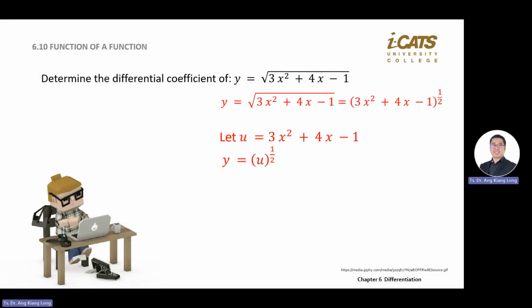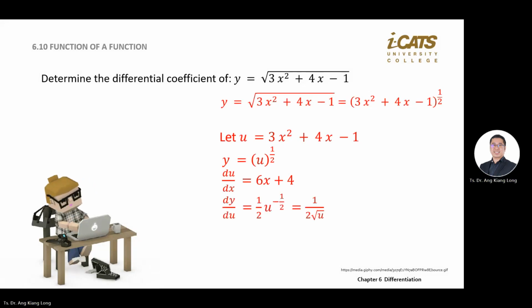Then you do du dx. Then substitute your equation into u form: y equals u to the power 1 over 2. Then du dx, of course, from here you should already understand why 3x squared becomes 6x, 4x becomes 4, and minus 1 becomes 0.